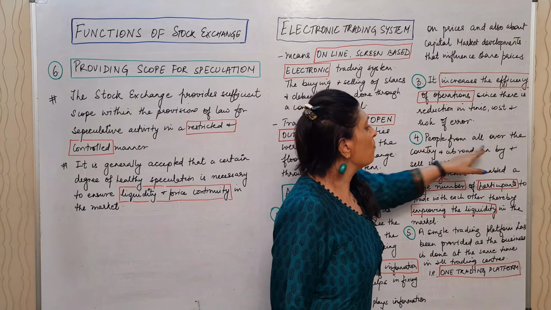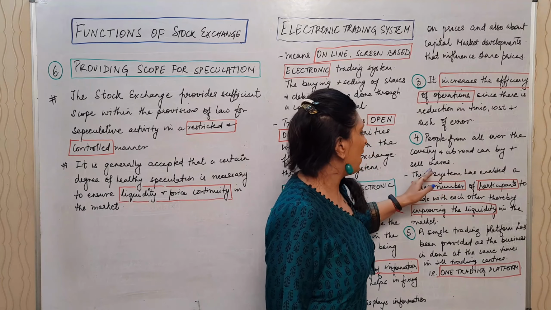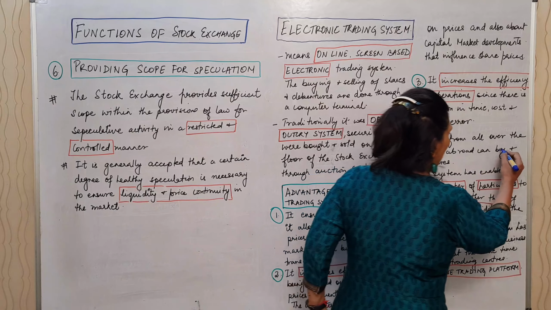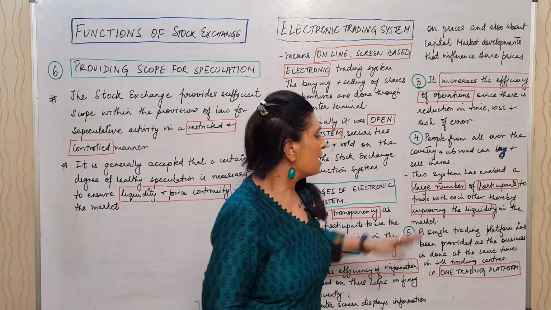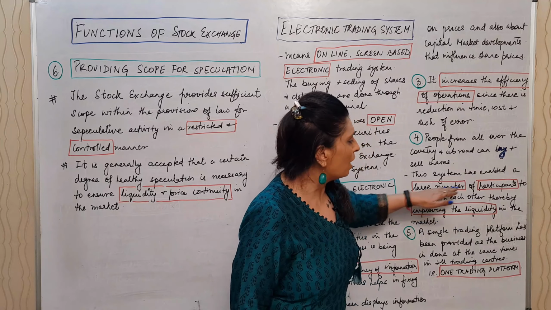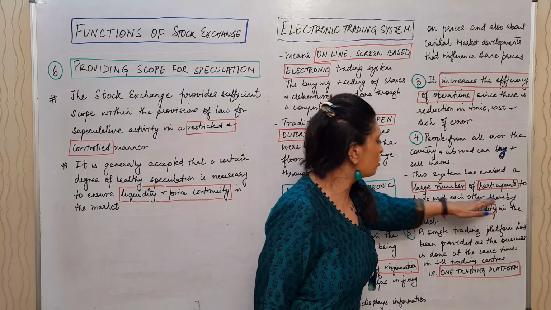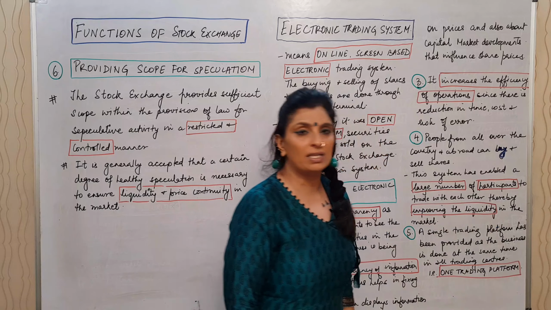Next, people from all over the country and abroad can buy and sell. Buy is not very clear out here, so I'll write it out here. Buy and sell shares. This system has enabled a large number of participants to trade with each other, thereby improving the liquidity in the market.